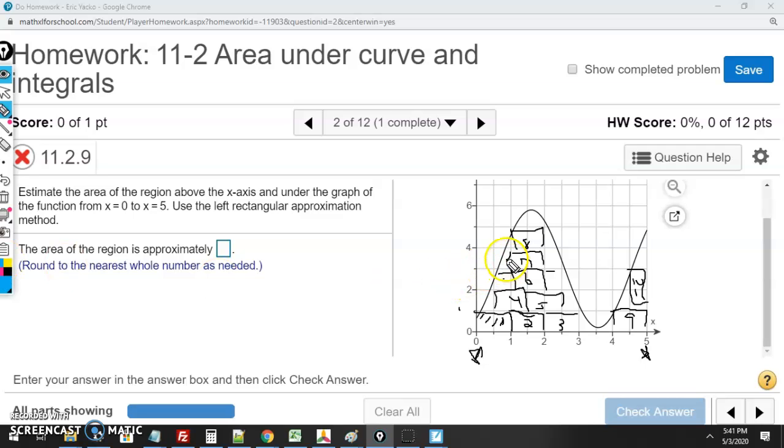Let's go with this fuchsia. I don't know what color this is, cyan. Where's the art teacher?